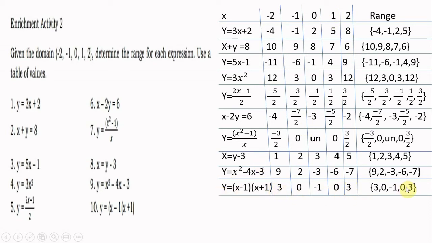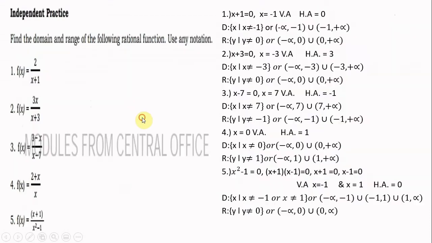So these are the ordered pairs. These are the set roster method of writing the set of range values, or the range of all of this function, given the values of the domain negative 2, negative 1, 0, 1, 2.